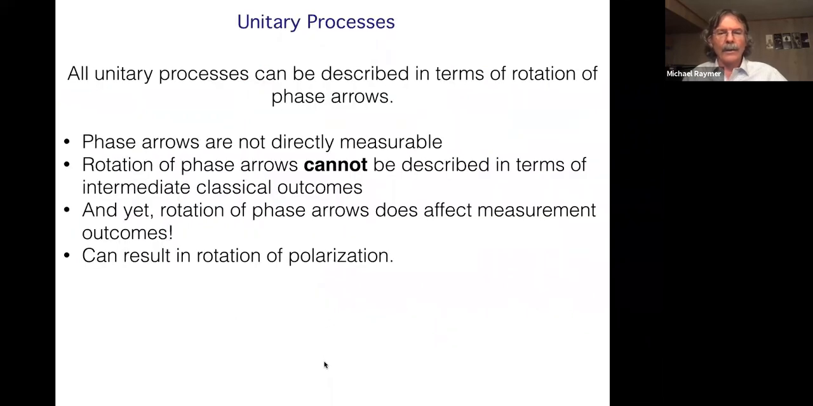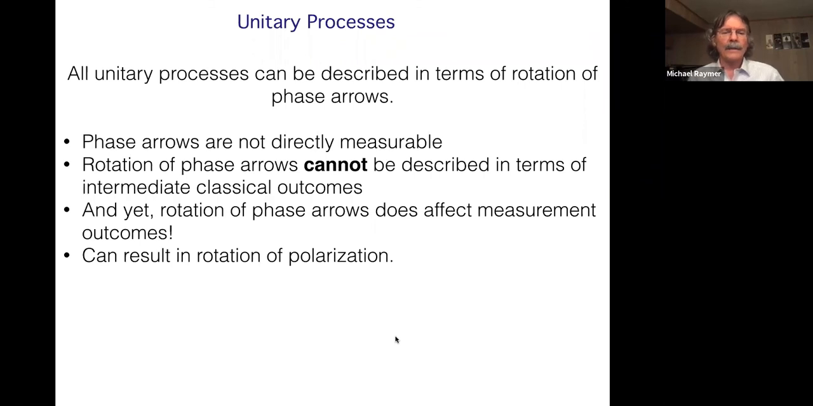Excellent. So a unitary process is one that can be described in terms of state arrows. And to keep track of your state arrows, which ways they're pointing, you can use the phase arrows as a tool. They're not directly measurable, but they have physical consequences because if you change the phase of one of the paths, it changes the probabilities.